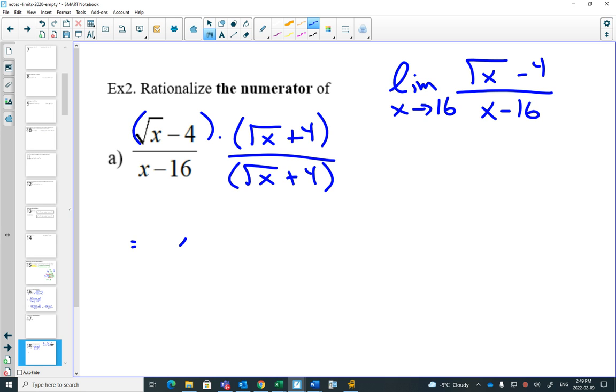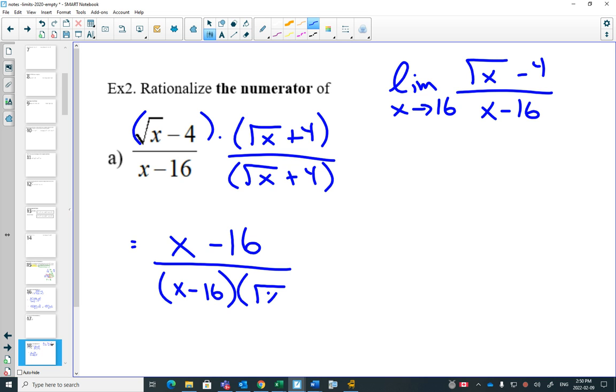The first one's root x times root x. That'll just become x. Notice when you have the outside and the inside multiplied, they would all cancel out. And then you'd have minus 4 times a plus 4, which would give me minus 16. And on the bottom, I'm not going to multiply this out, and you'll see why that's a good strategy in a second. So on the bottom, I left it factored. And after I simplified the top, what do I notice? I notice that these factors are identical. So I can cancel those out to simplify, and I'm left with just 1 over the square root of x plus 4.